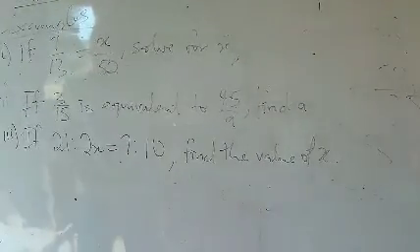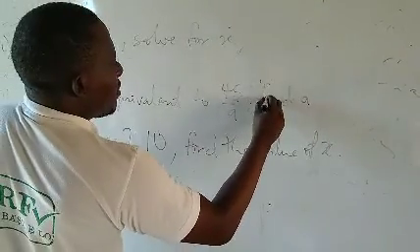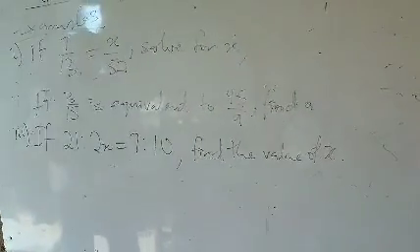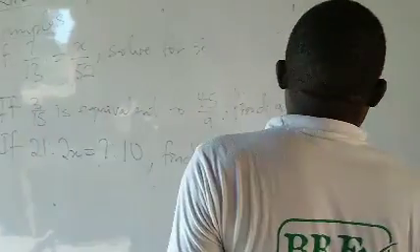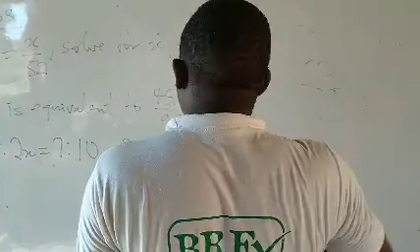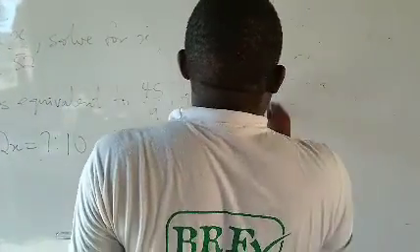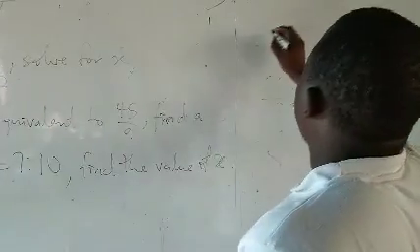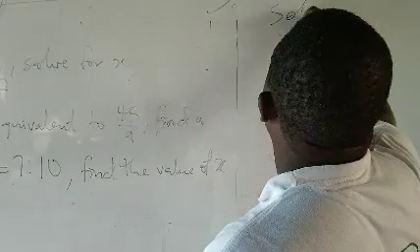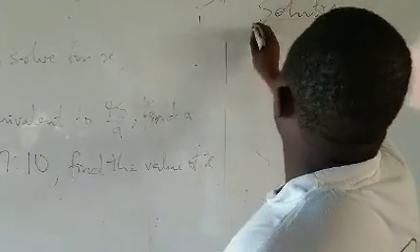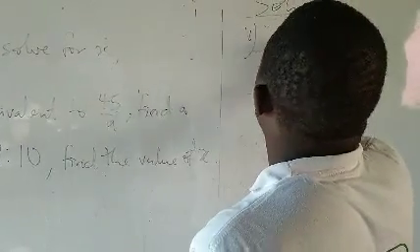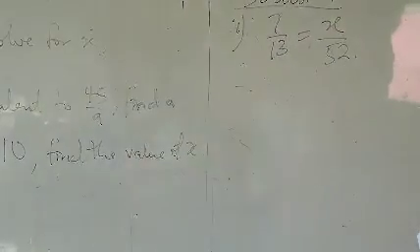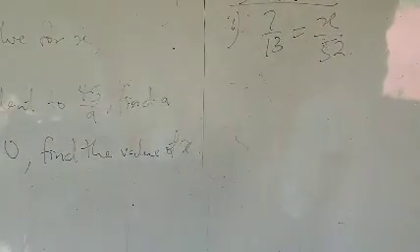Now let's look at this properly. They are very, very simple. Let's start solving them. The first one, solution. The first one says that 7 over 13 is equal to x over 52. You can solve this with any method that you like.